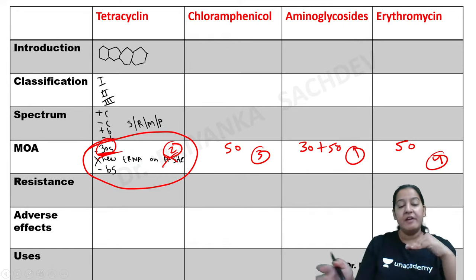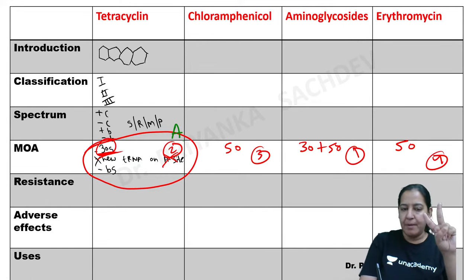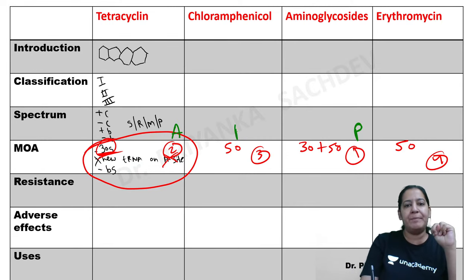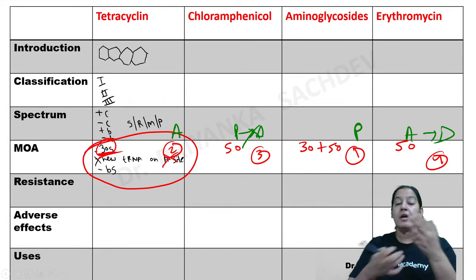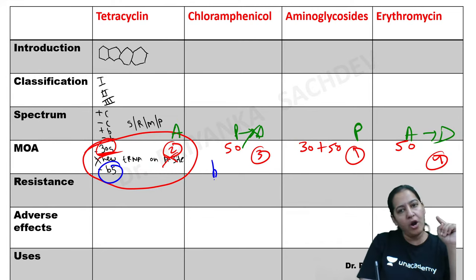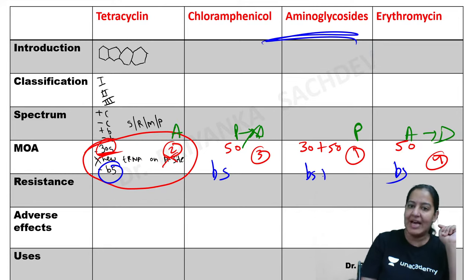You know the steps. Window wise, this one is inhibiting window A, right? That is step number 2, coming of new amino acyl tRNA. This one is inhibiting window P, that is initiation. This inhibits P to A shift, chloramphenicol and erythromycin inhibit A to P shift, if I am not wrong. Yes, you got my point. So, the third point I have written here, it is bacteriostatic. All of them are bacteriostatic except aminoglycoside, which are static as well as cidal.